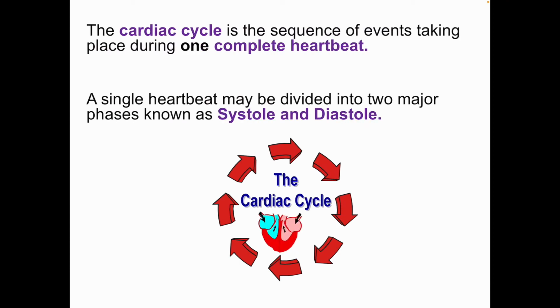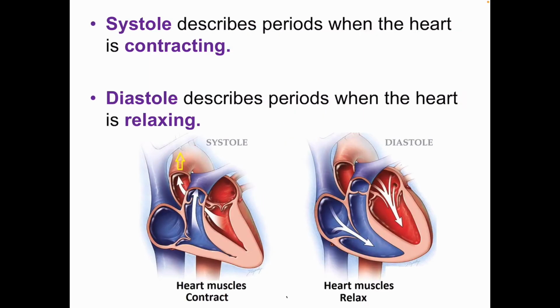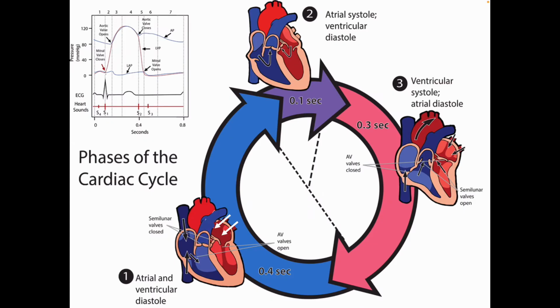The two major phases of a single heartbeat or cardiac cycle are referred to as systole and diastole. Systole describes any time when the heart is contracting, and diastole describes any time when the heart is relaxing. Now, this diagram of the cardiac cycle shows that different parts of the heart can be in systole or diastole at different points within the cardiac cycle.